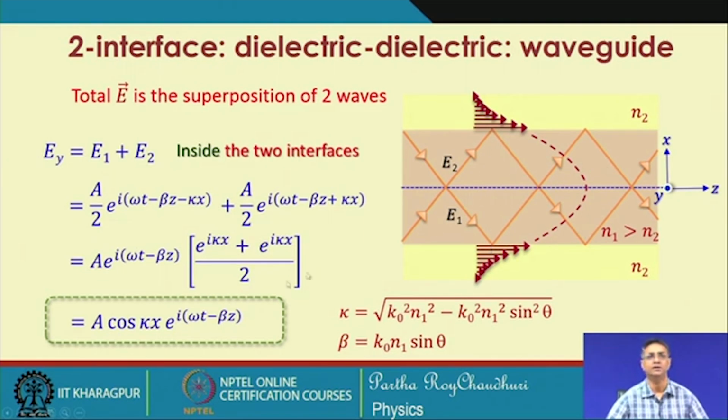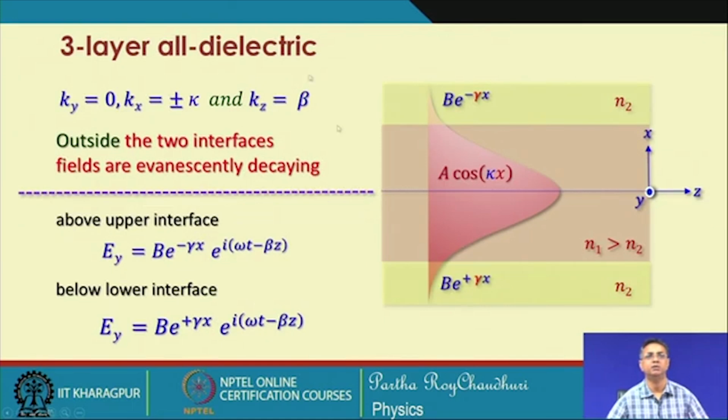So, put together we can get an equation for the electric field which is a cosine function, and that tells you that the wave will be confined within this and a part of the wave will be evanescently decaying along this. So, this gives you the concept of wave guiding. So, outside the two interfaces you have a decaying field and within the medium, that is within the high refractive index medium, you have a wave which is a cosine variation.